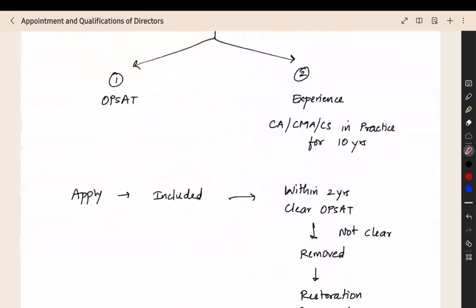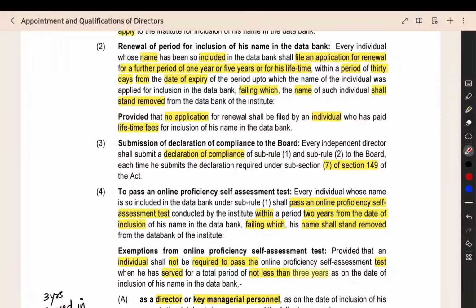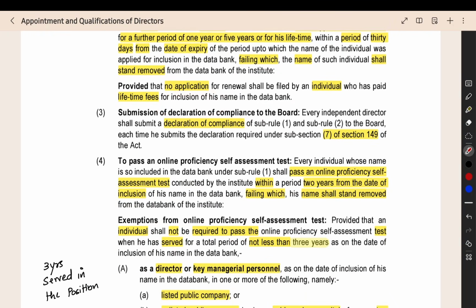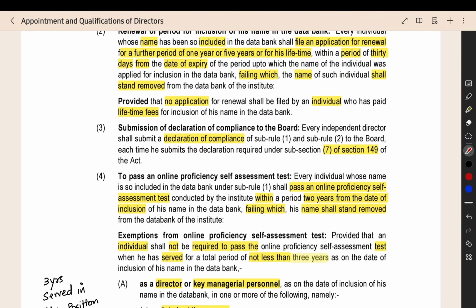And one more point before starting the next section: the submission of a declaration of compliance to the board. You have to give a declaration that you properly followed all the rules and regulations, that is, sub rule 1 and sub rule 2. You have to submit this when you are submitting the other declaration under subsection 7 of section 149, the independent director section, which is to be given by the independent director. Along with that, you have to give this declaration of sub rule 1 and sub rule 2. Now we can see the next section.